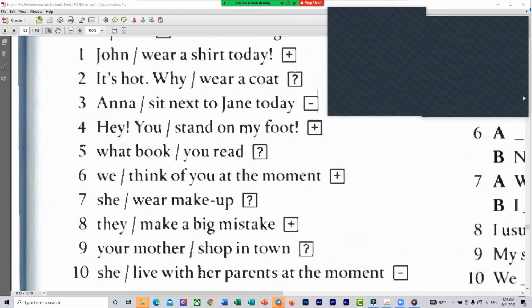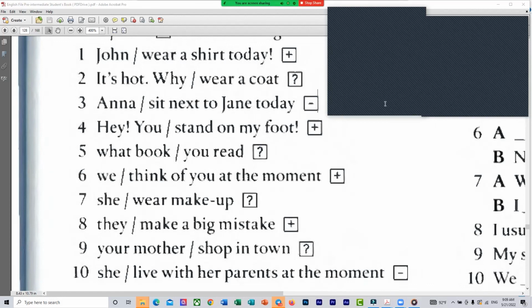Number 7, Riek. Is she wearing makeup? Okay, correct. Is she wearing? So wear makeup means you make yourself look more beautiful. Team, number 8. They are making a big mistake. Okay, are making.